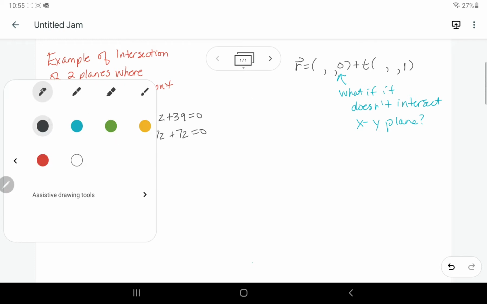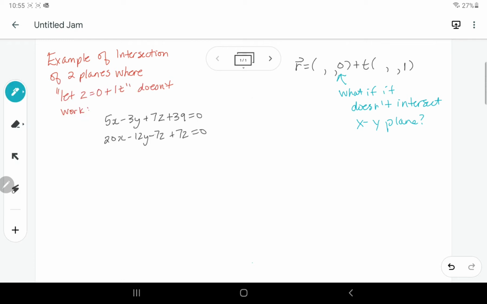What if that position vector doesn't exist? What if the line does not intersect the xy plane, so it's parallel to the xy plane and z can never equal 0? I'm going to show an example of this where I'm just going to try it and see what happens.